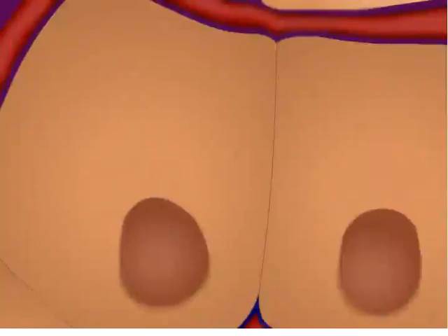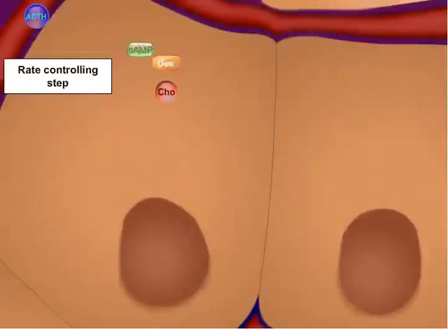Let's now zoom in on the zona reticularis to review the synthesis of androgens. As mentioned before, all adrenocortical hormones are derived from cholesterol, which is converted into pregnenolone via desmolase in response to ACTH using cyclic AMP as a second messenger. This is the rate-limiting step in all steroid hormone synthesis.